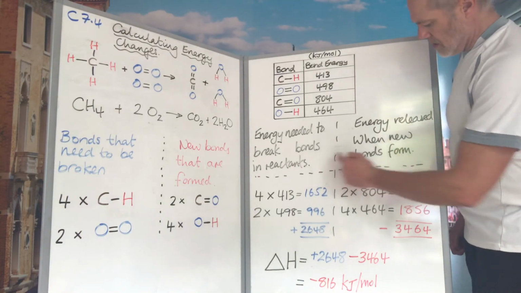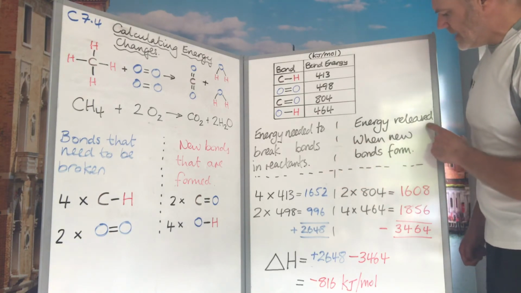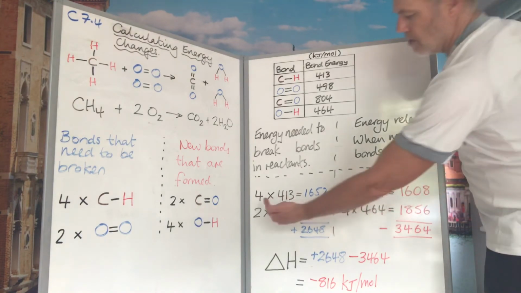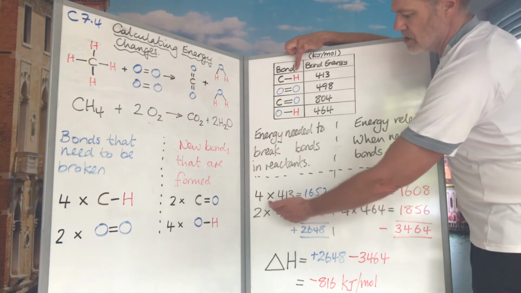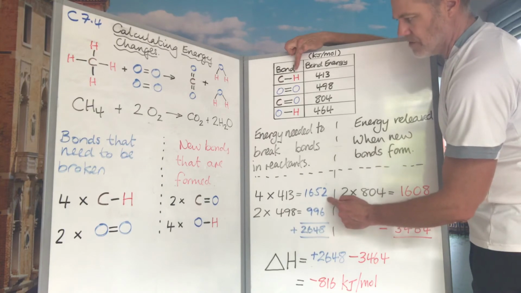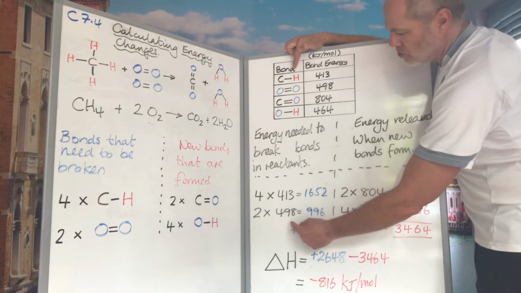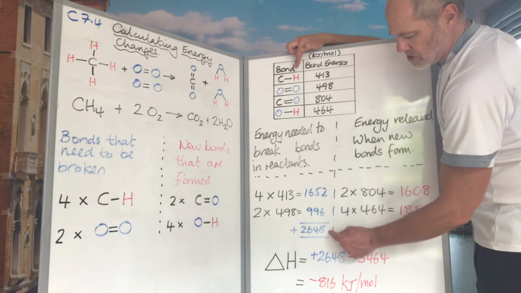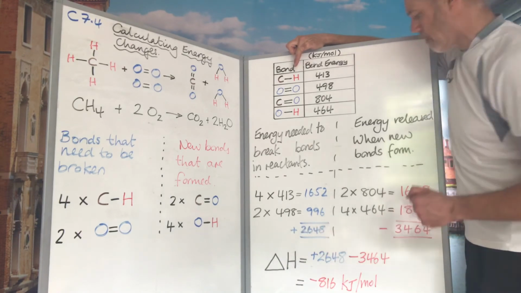Divide your answer paper up. Energy needed to break the bonds in the reactants and energy released when new bonds are formed in the products. 4 lots of carbon-hydrogen bonds, so that's 4 times 413 is 1652. So we refer to this over here, 4 carbon-hydrogen bonds are broken. And 2 oxygen-oxygen bonds are broken. So multiplying that up, it will give us a total of 2648 kilojoules of energy that we put into that reaction. So that's a positive.